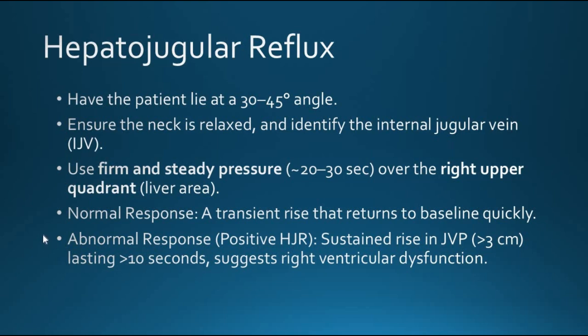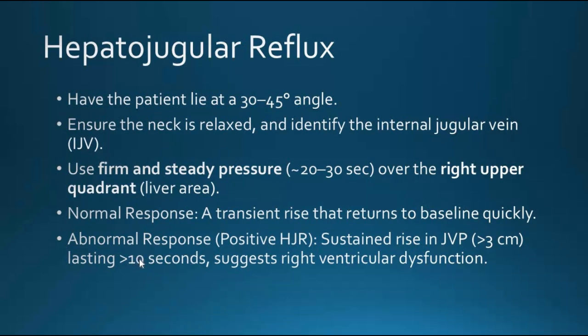To test the hepatojugular reflux, have the patient lie at a 30 to 45 degrees angle. Ensure the neck is relaxed and identify the internal jugular vein. Use a firm and steady pressure for about 20 to 30 seconds over the right upper quadrant, the liver, which is right below the right rib. Keep holding. In a normal response, there is a transient rise that returns to baseline quickly, and that's regarding the jugular venous vein.